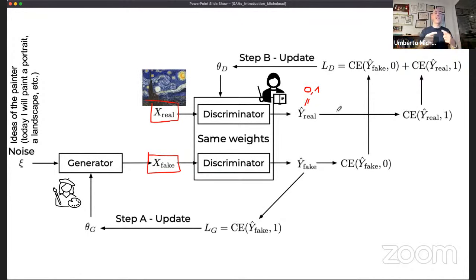You remember that in step 2, the critic Mary has to train to get better at recognizing. So she has to see some real images to get better, right? And the X fakes will be the fake that the painter has produced, okay?